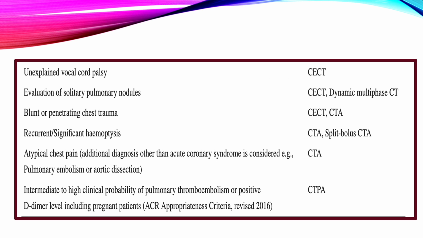Along with that, in patients where you have trauma, where you want to know the situation in the vessels, you would prefer to do a contrast enhanced CT. Patients where you have hemoptysis, here CT angiography plays an important role. Also in patients with atypical chest pains, where you are suspecting causes other than coronary syndrome, such as a pulmonary embolism or aortic dissection, again angiography.